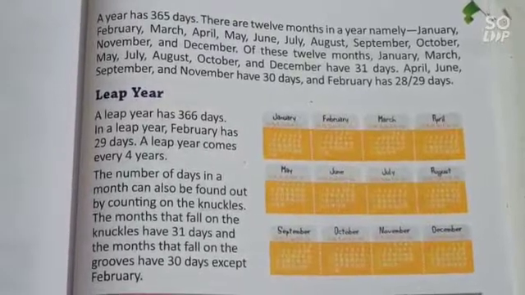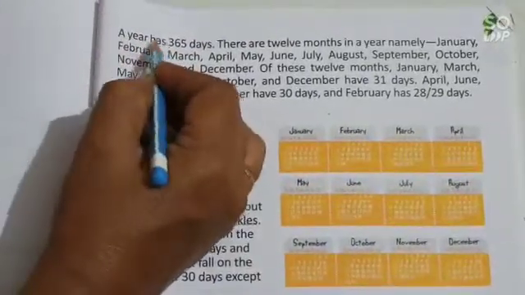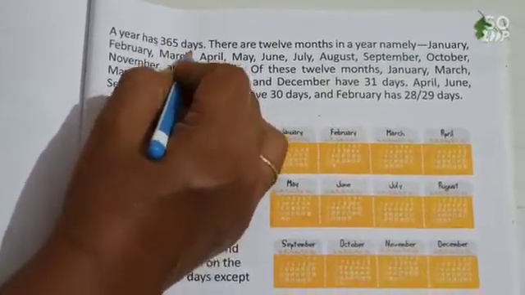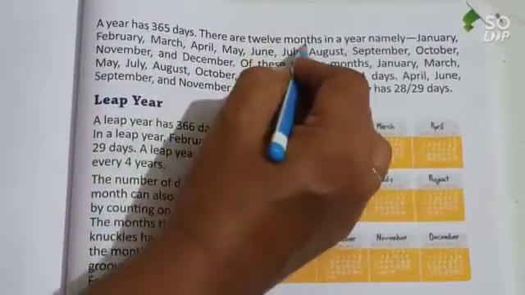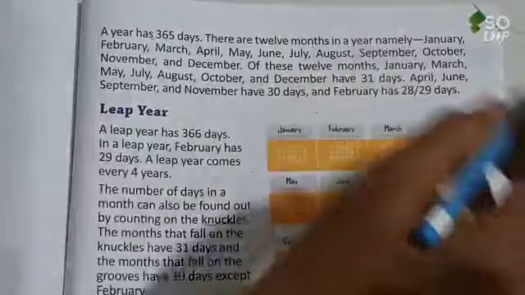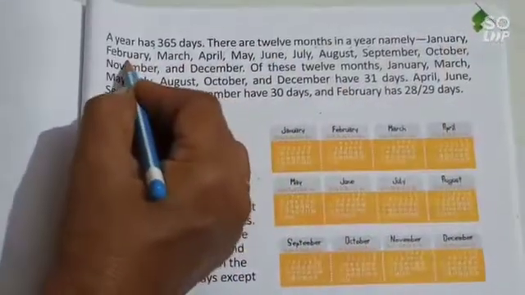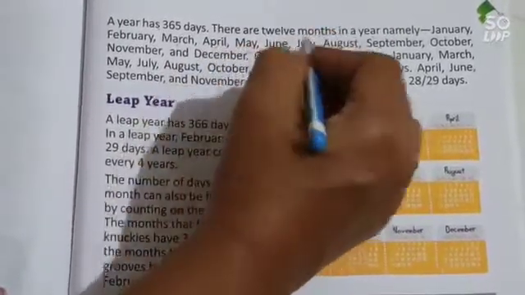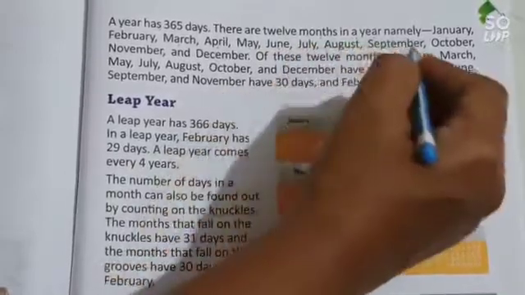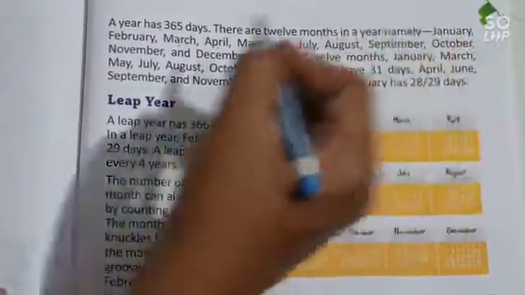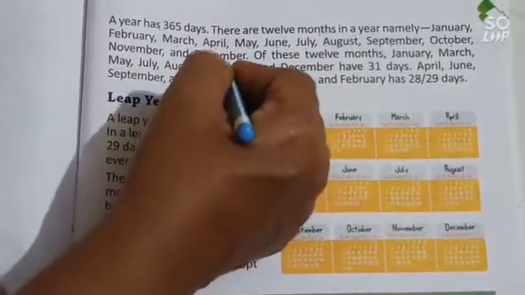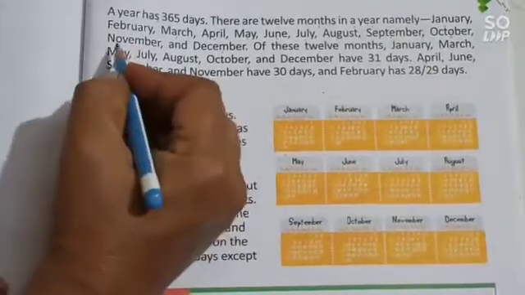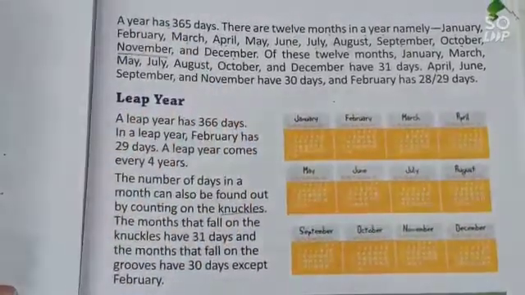12 months become a year, and a year has 365 days. There are 12 months in a year: January, February, March, April, May, June, July, August, September, October, November and December. Now children, tell me which month is going on? Yes, the month of November is going on.